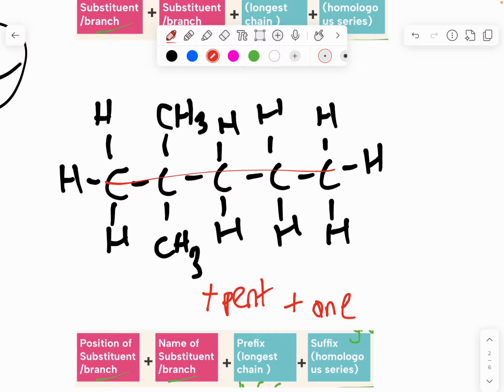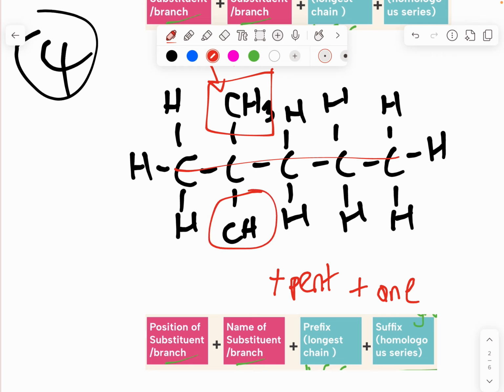Then we do our substituent or alkyl group. We don't only have one substituent, we have 2. I'm seeing 1 here and 1 here. And this substituent is a methyl. The alkyl group that is present is a methyl group. This one is also a methyl. I'm just going to put one name actually. So it's methyl right here. And since it's 2 of the same, it's going to be dimethyl.